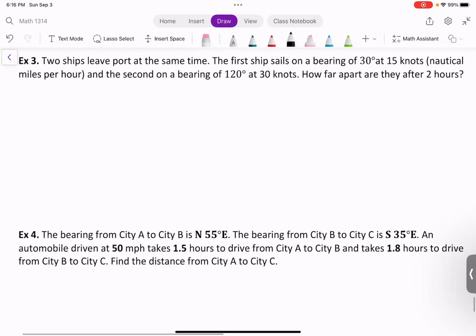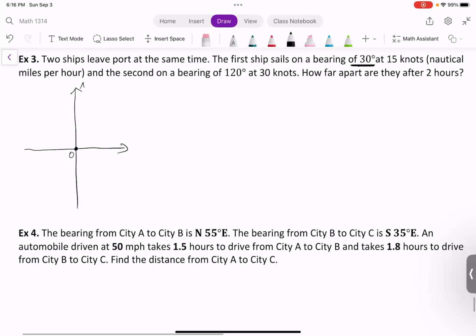First, the two ships are both starting from the port. Port means the origin or initial point. Maybe we can say this point is O. From the initial point O, the first ship sails on the bearing 30 degrees. It doesn't have north, south, east, or west, which means it starts from the north and then rotates clockwise 30 degrees. So my first ship is going in this direction.